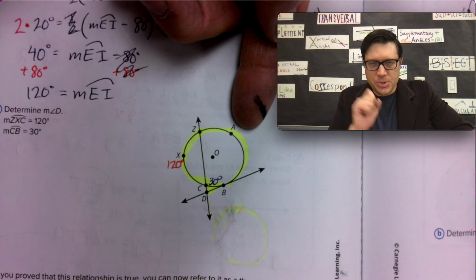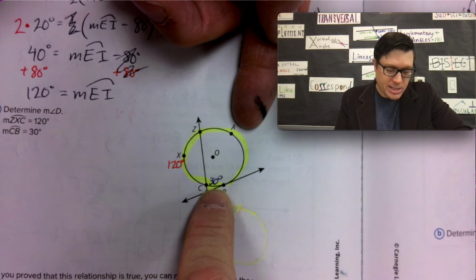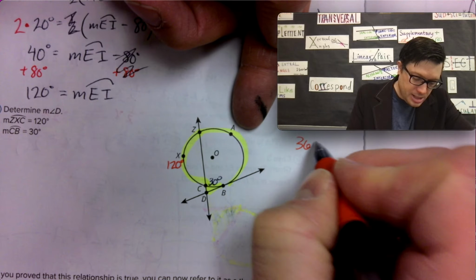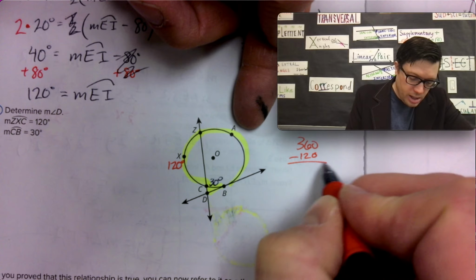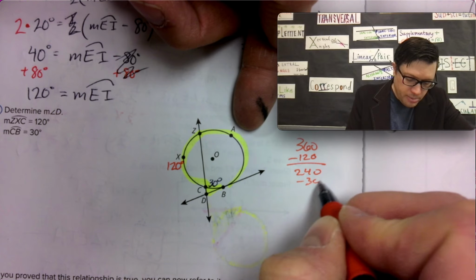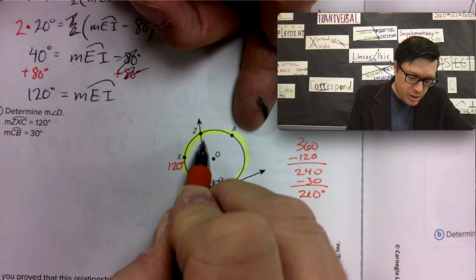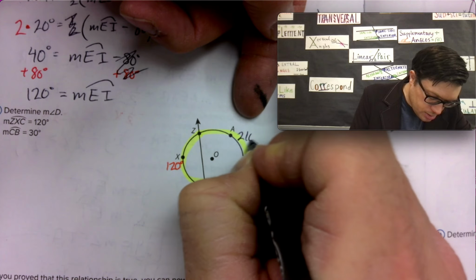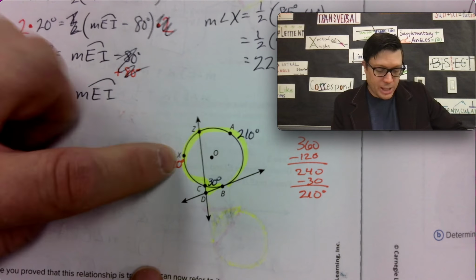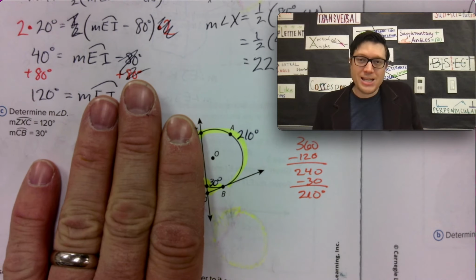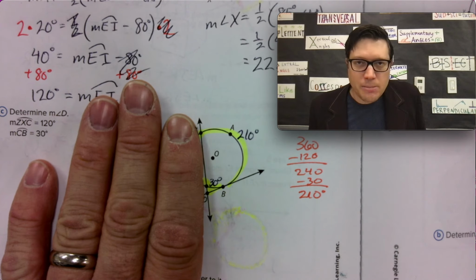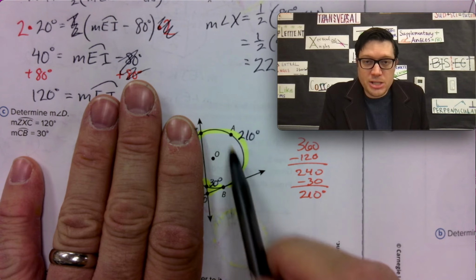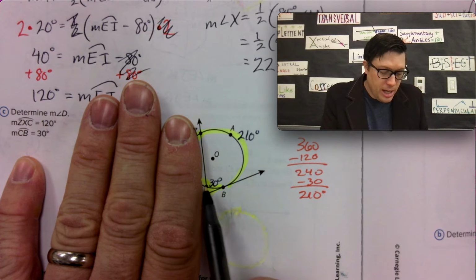All the way around a circle is 360 degrees. You've already identified a 30 degree and a 120 degree. So 360 minus 120 is 240. And 240 minus 30 is 210. This arc is 210 degrees. We had to find this arc. This one doesn't count because it's outside. It's not intercepted by the angle. This 210 is intercepted by the angle. See, it's on the interior of angle D, and 30 is.